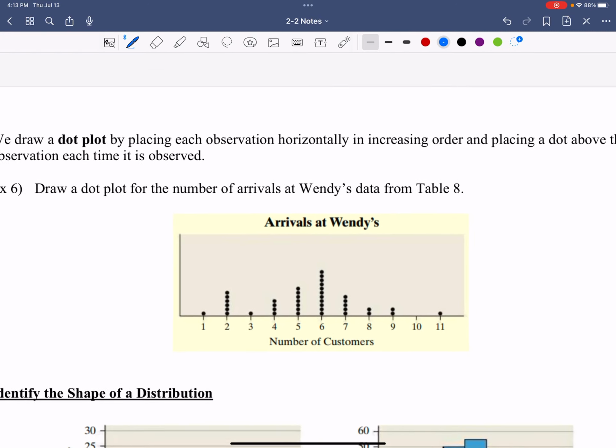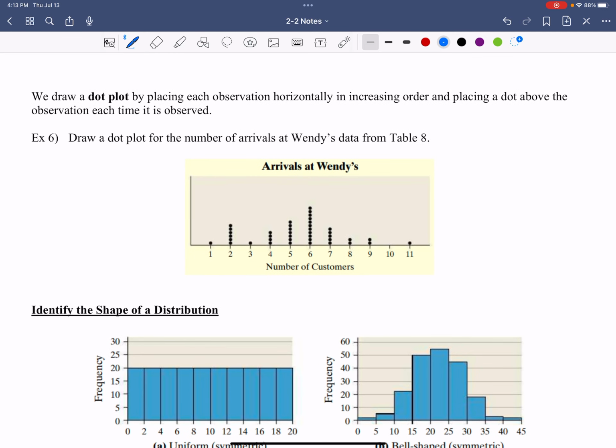One more type that I want to look at here is a dot plot. Now this one's rarely used. It's not hardly ever used, but I still want to show it to you just so that you have a good idea about what's happening. So you draw a dot plot literally by placing dots. So each observation horizontally in increasing order, and then place a dot each time it's observed. So it wouldn't work very well with the fine example, but our Wendy's example, because we have individual values.